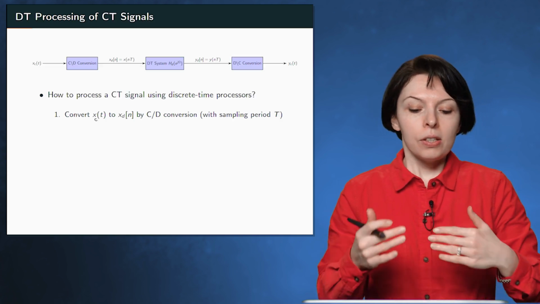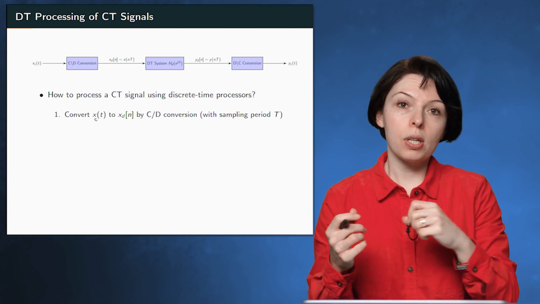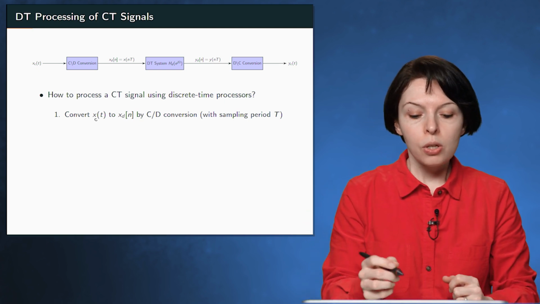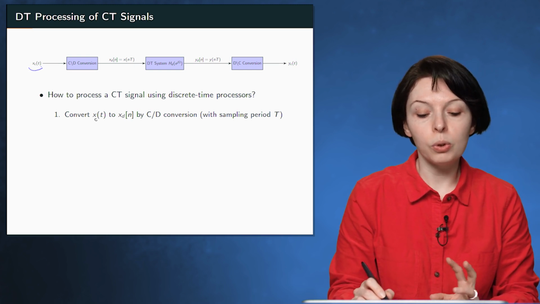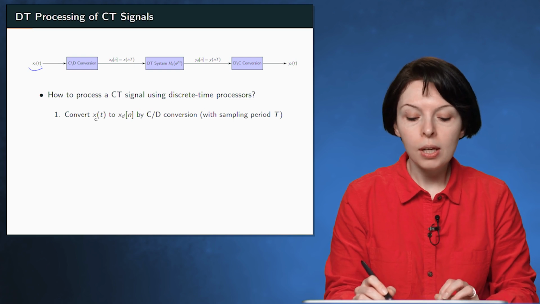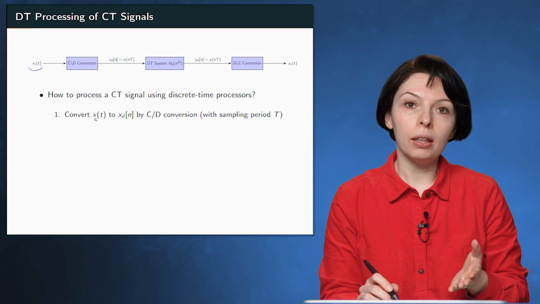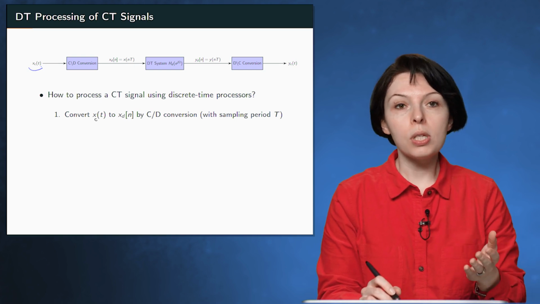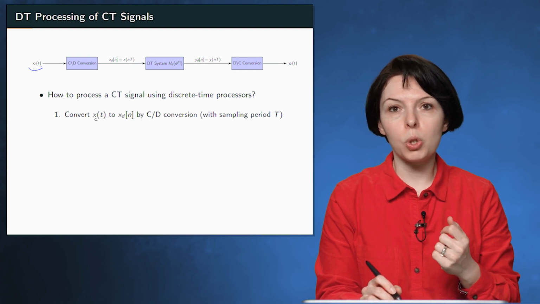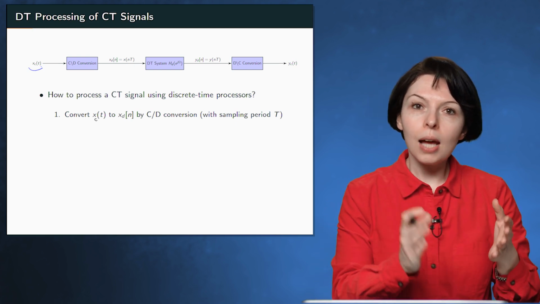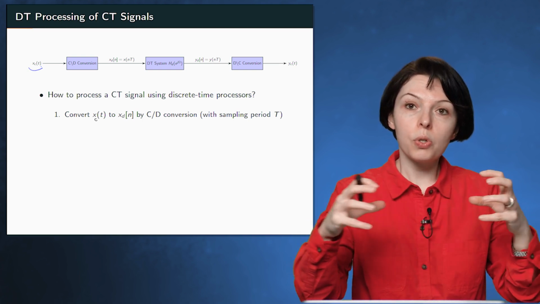Okay. So step by step, let's review the block diagram of discrete time processing of continuous time signals. You start with your continuous time signal, which we denote by x sub c of t. This is your continuous time signal. We need to convert this to x sub d of n, which is the discrete time signal, using C to D conversion, or continuous time to discrete time conversion. Basically, what it means is sampling your continuous time signal with a periodic impulse train with period of T.